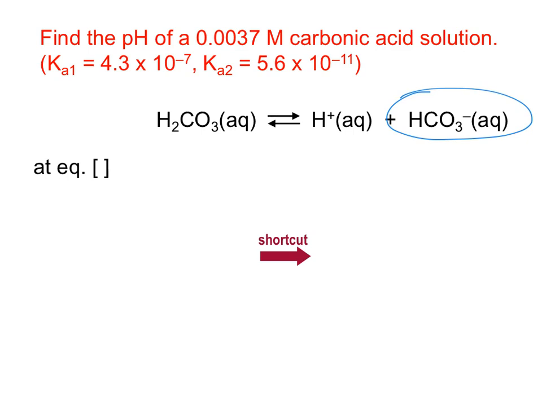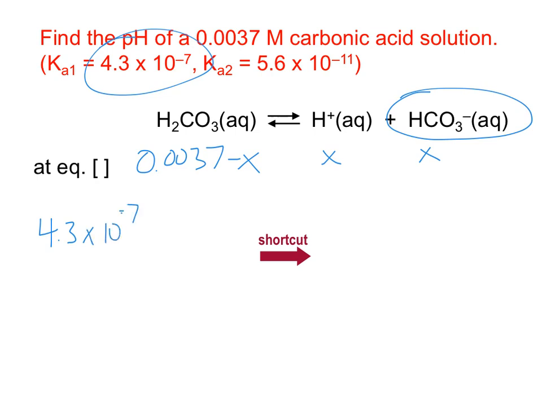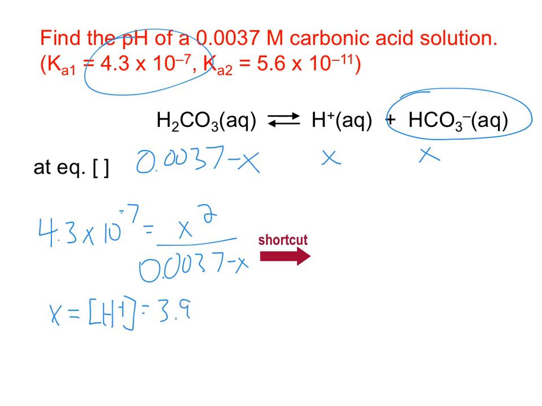So at equilibrium, we're going to have 0.0037 minus X. Our H plus and our bicarbonate are going to be X and X. So we have to use our Ka. Oh, they gave us two Ka's. Great. 4.3 times 10 to the negative 7th equals x squared over 0.0037 minus x. When we do that, we get x equals H plus, which is going to be 3.97 times 10 to the negative 5th molar.